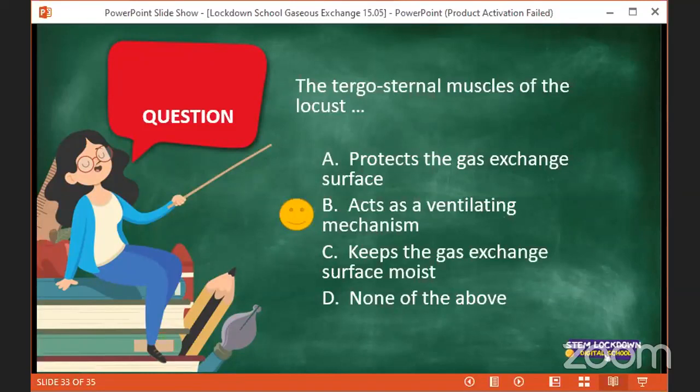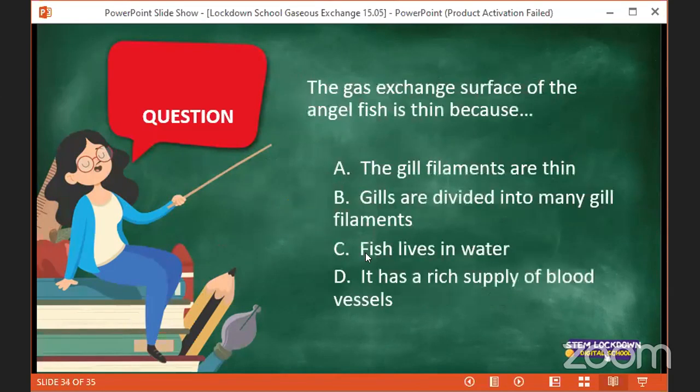To those of you who said A, it protects the gas exchange surface: remember we said that in locusts, the tergo-sternal muscles are inside the exoskeleton. So the exoskeleton protects the tergo-sternal muscles, right? So they don't serve as protection. You guys just refer to the slides that we have just covered.